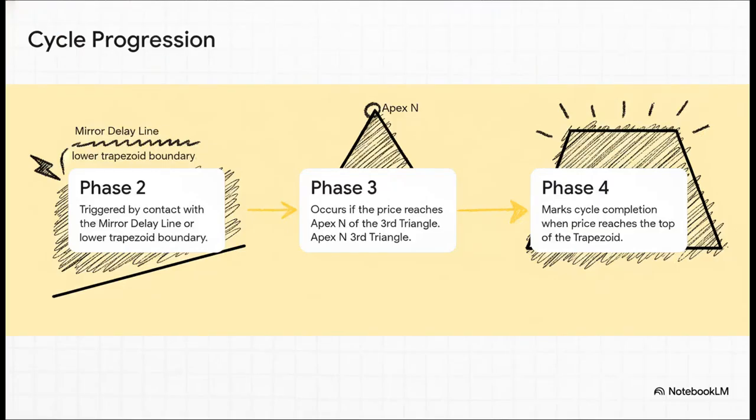This slide does a great job of illustrating the defined milestones. Phase 2 is triggered by contact with the mirror delay line. Phase 3 happens when the price reaches apex N. And finally, phase 4 marks the cycle's completion, once the price reaches the trapezoid's top boundary.